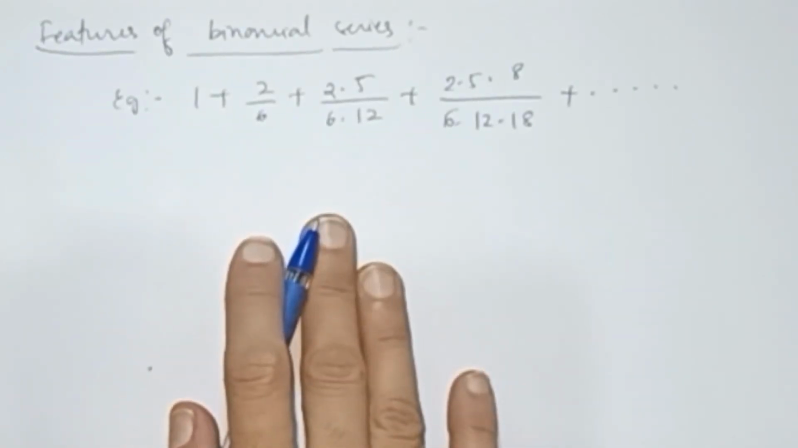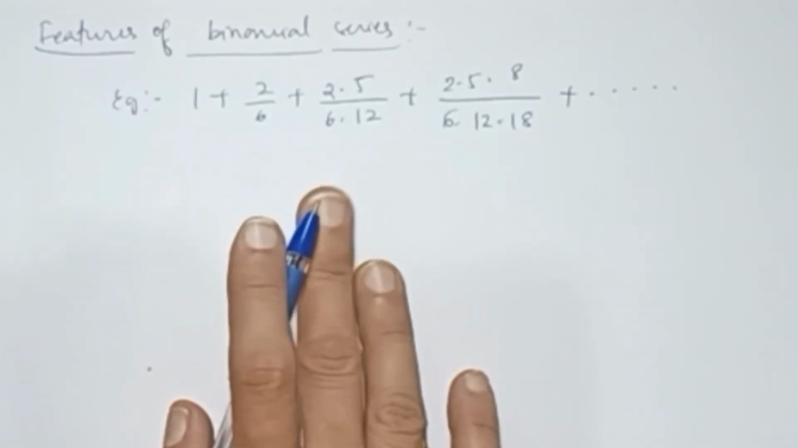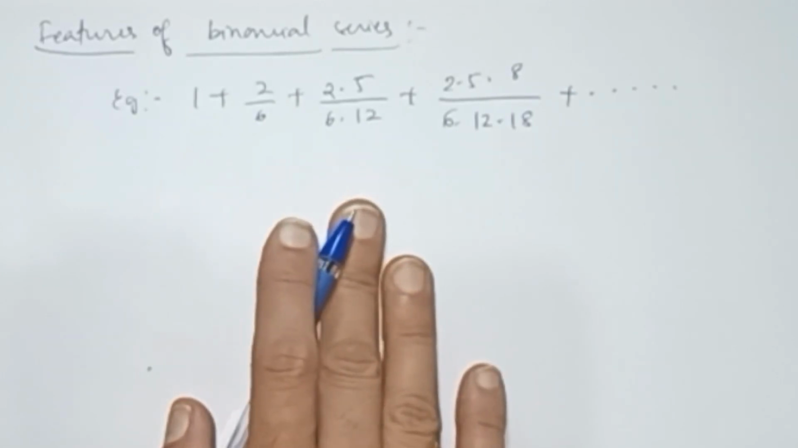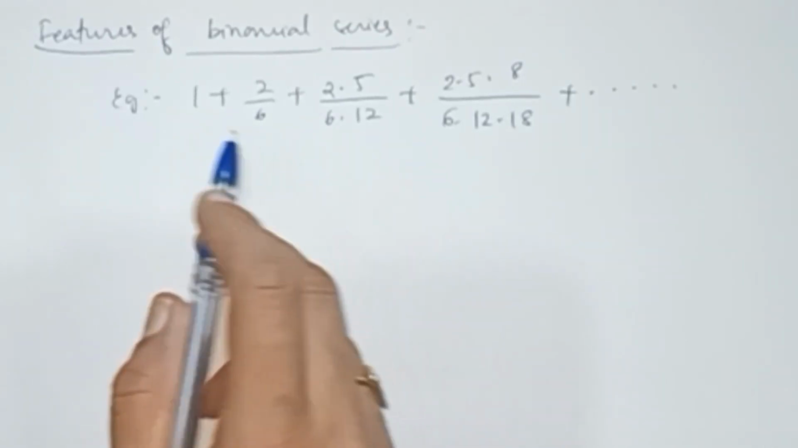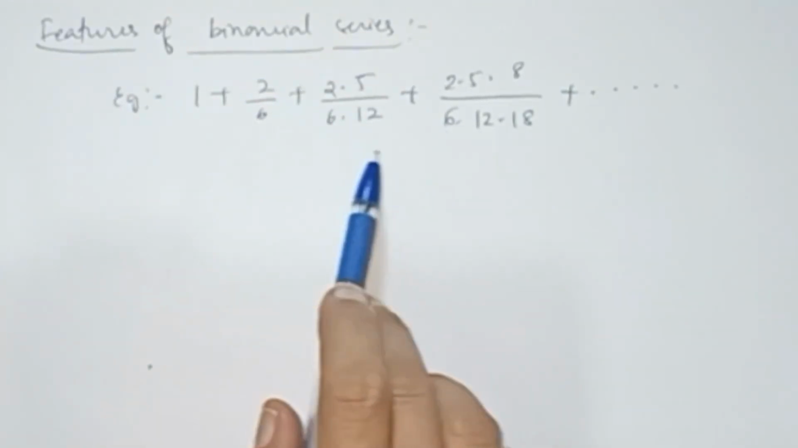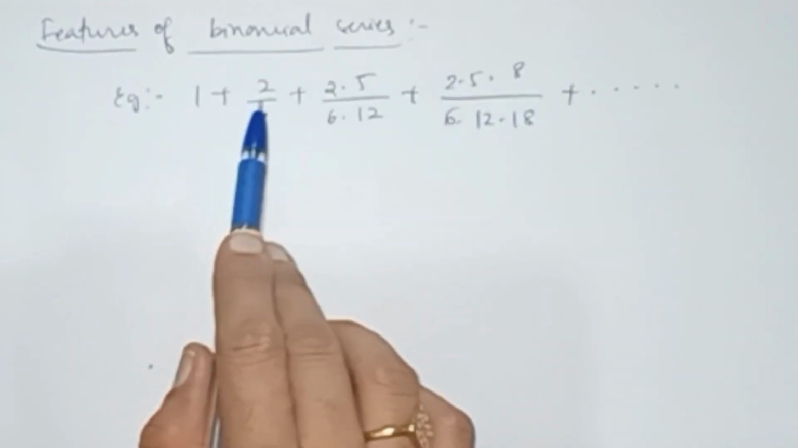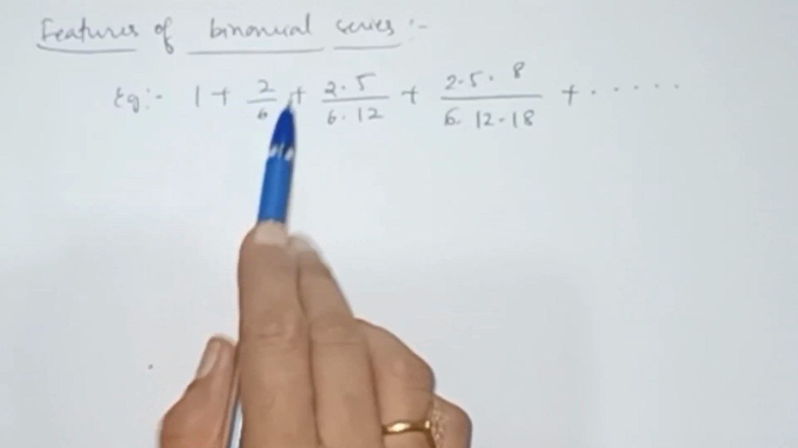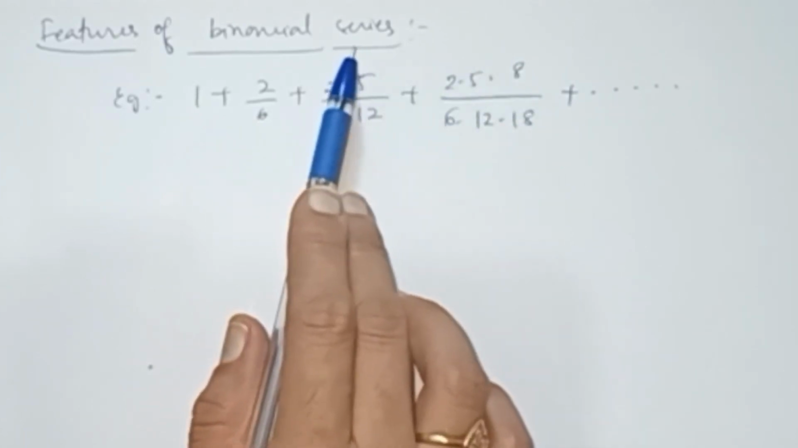Now let's see how to identify a binomial series if a random series is given to you. That is, the features of a binomial series. Consider this series. This is a binomial series because the first feature is that there is an additional factor in the numerator and denominator of every successive term. See, the first term is always 1 here, then the second term, third term, fourth term, these are successive terms. There is an additional factor.